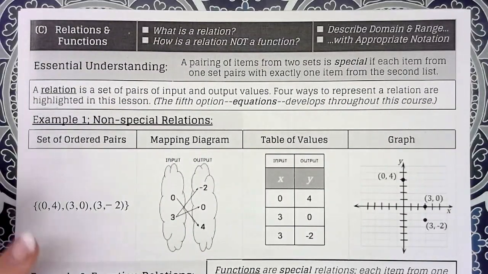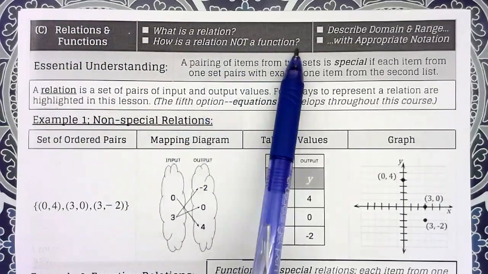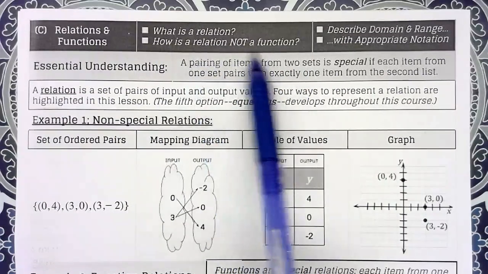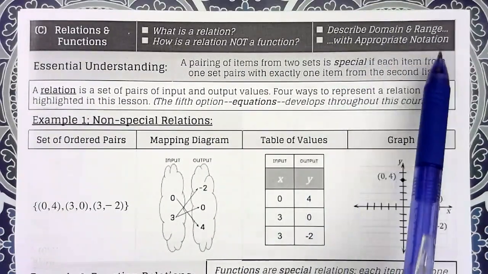Hey guys, this is going to be a quick review, not a full lesson, because we already covered this. A quick review of relations and functions. So some things that we're going to focus on: What is a relation? How is a relation not a function? Not every relation is a function. Hopefully you remember that. Describe domain and range and be able to do so with the appropriate notation.